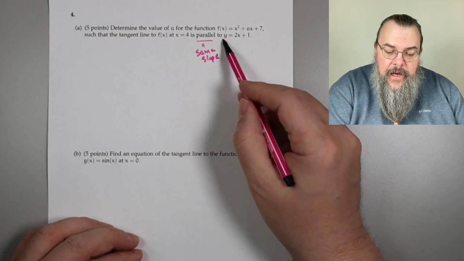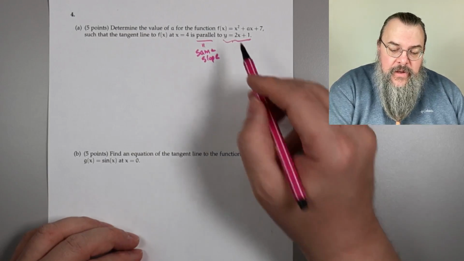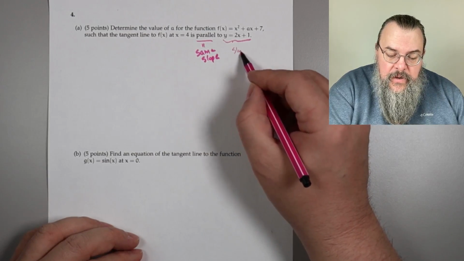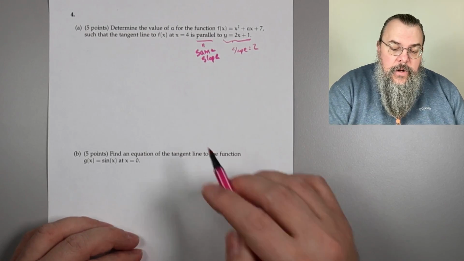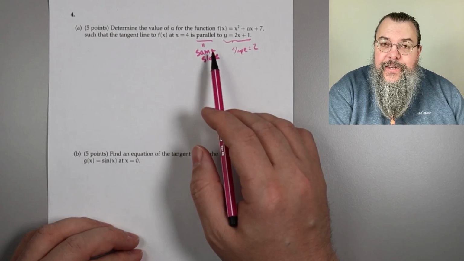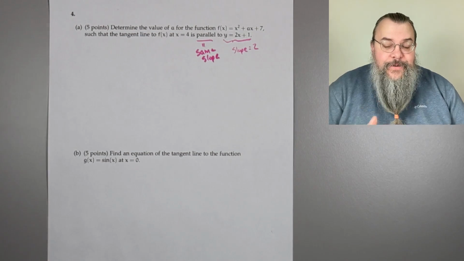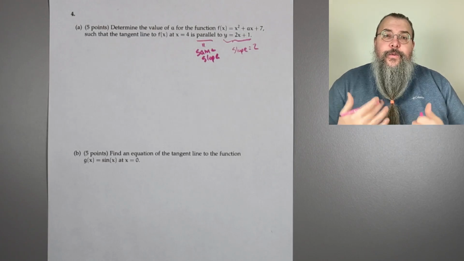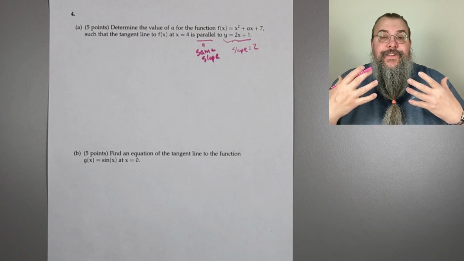Well, let's look at the line. What's the slope of the line y equals 2x plus 1? So here, the slope is 2. All right. What about this tangent line? Well, how do you find the slope of a tangent line? That's actually a really important concept. What is the slope of the tangent line? The answer is it's the derivative.